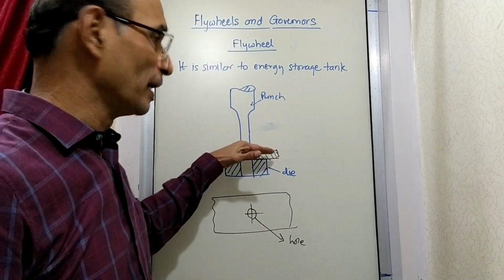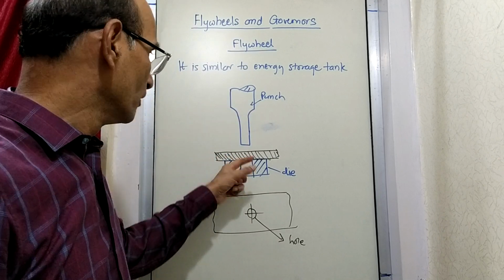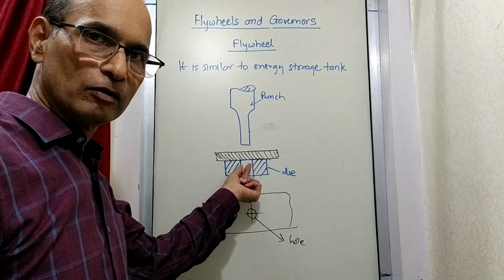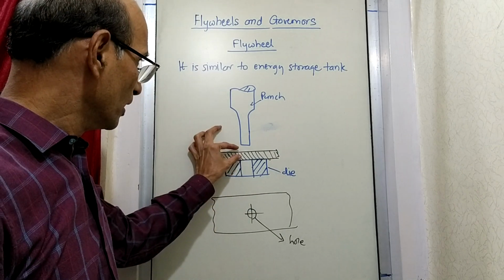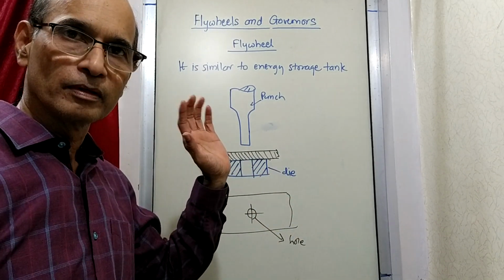So we put this plate here and the punch will go down and it will touch this plate, then it will pierce the plate, it will cut the plate, and then a disc-like piece will come out and one hole is created here. There is a punching action.